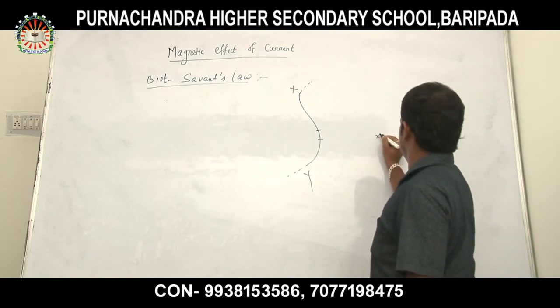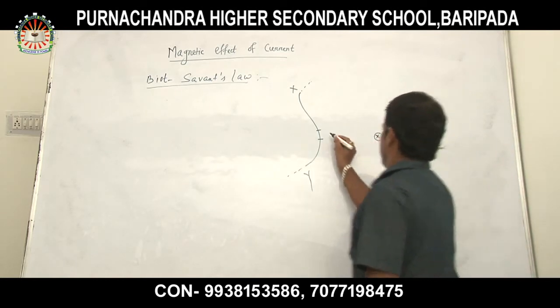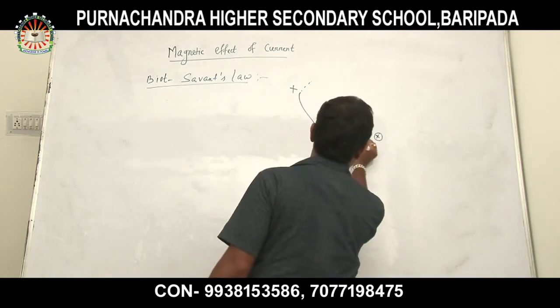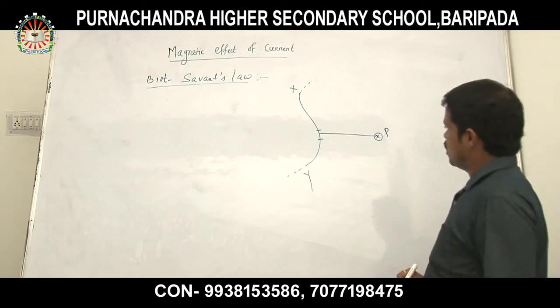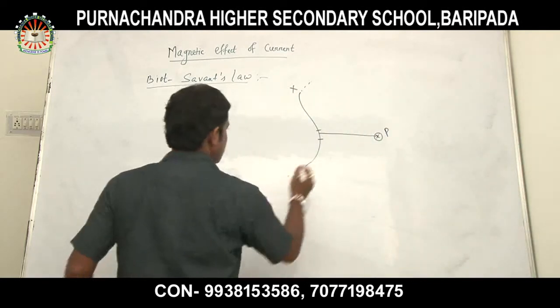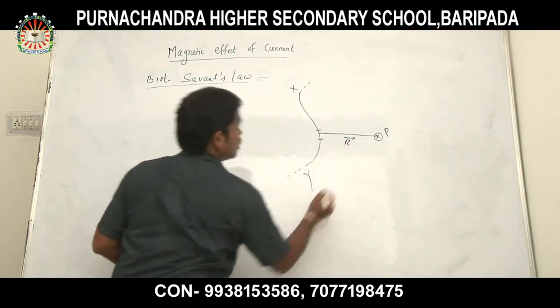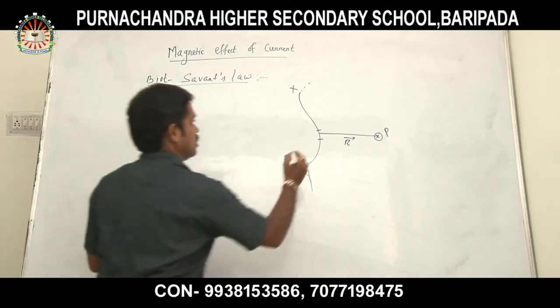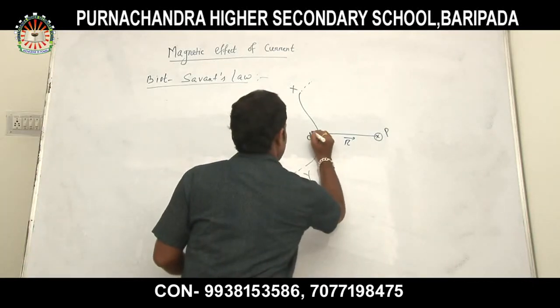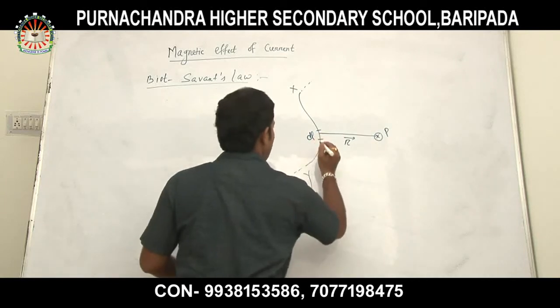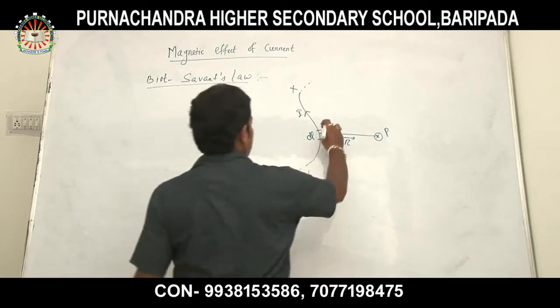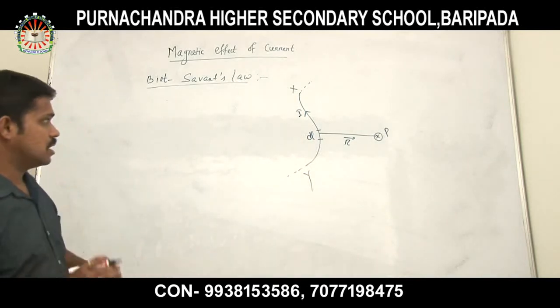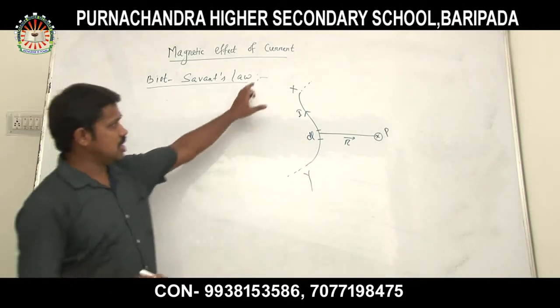Very carefully, this is the point P. And this is r, this is your dl, and the current flowing is I. Clear? So this is the figure.